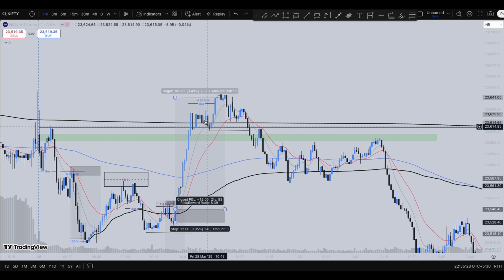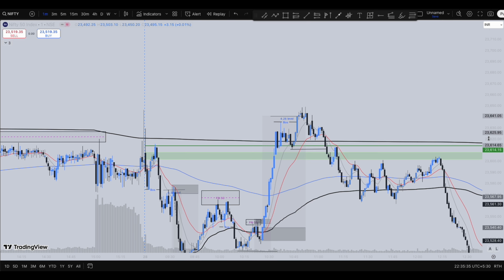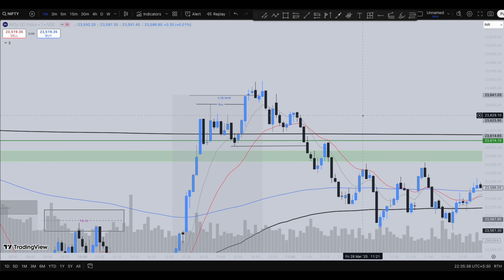And after this, you can see the market found some sort of support here and broke the structure high, guys. And again, the market clearly broke towards the downside, clearly changing the market sentiment from being bearish to bullish.